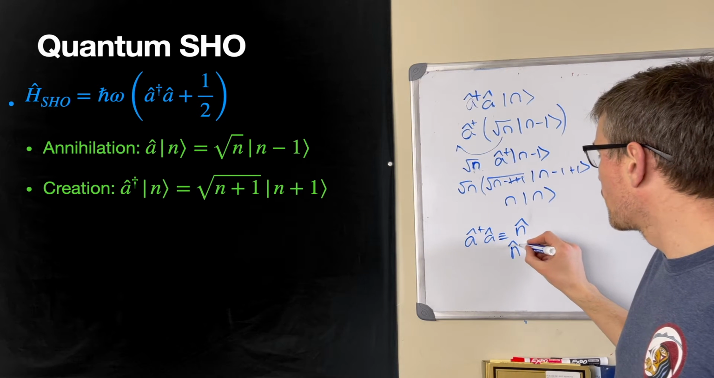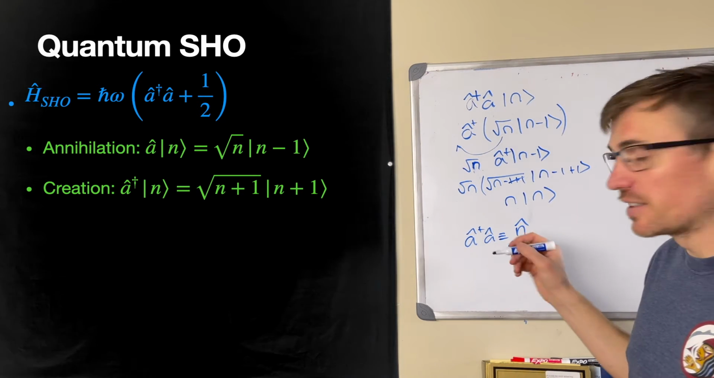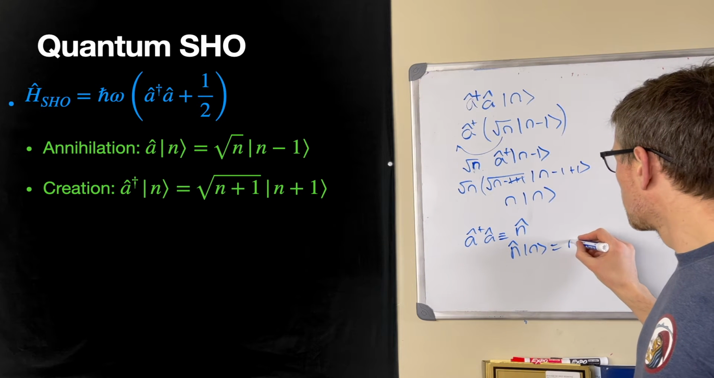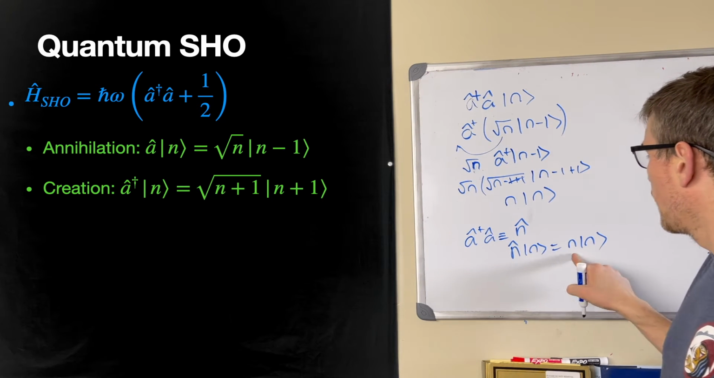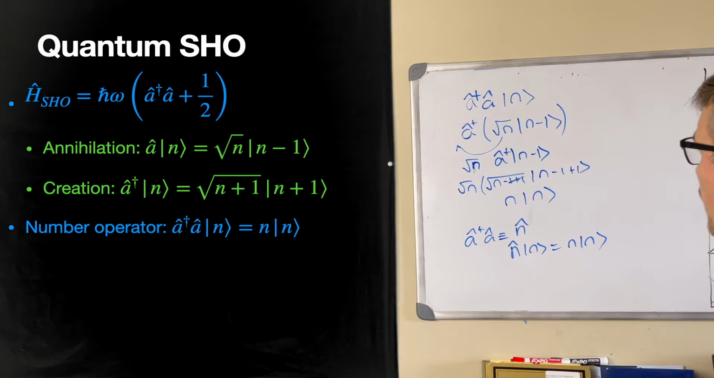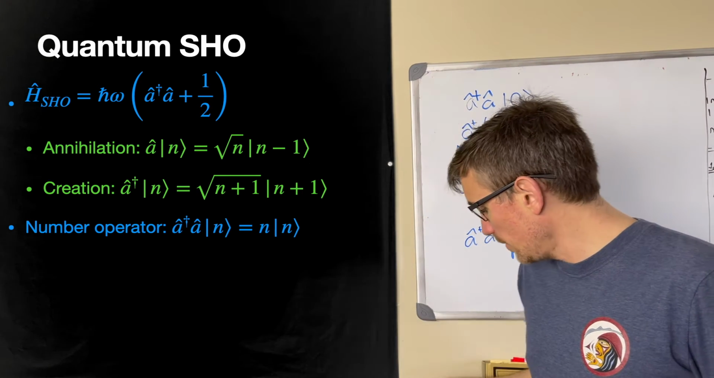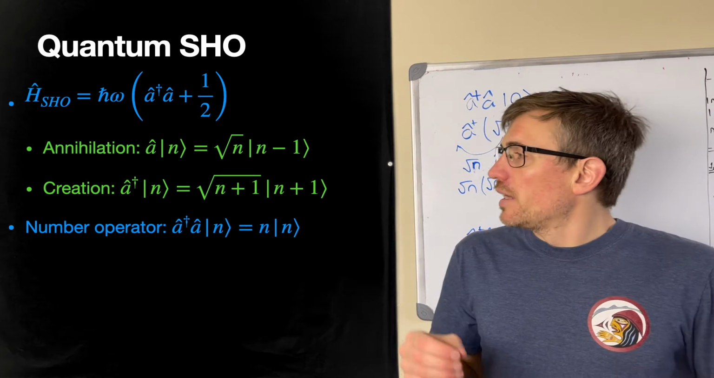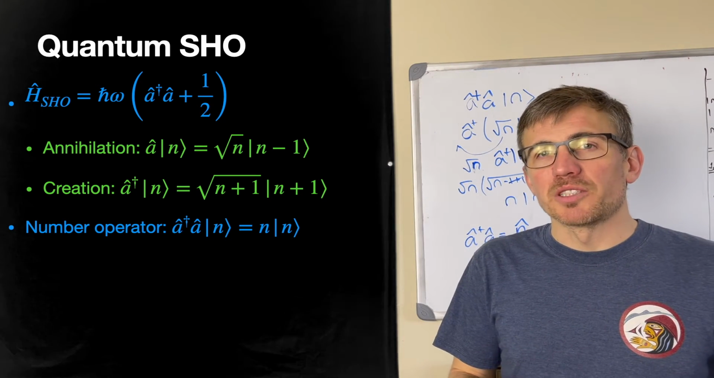And if we apply the number operator to whatever the state is, it tells us the number of excitations we have in that state. So let's look at what this is now. We have this number operator in our Hamiltonian. And this is the Hamiltonian of the quantum simple harmonic oscillator.